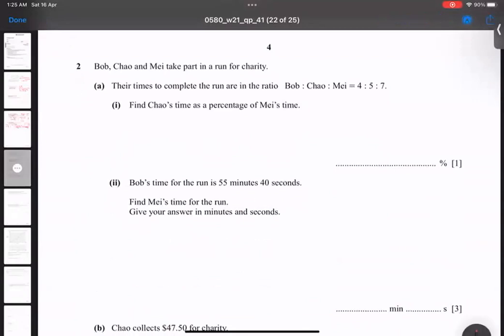Question 1 is over. Question number 2 says we have 3 people, B, C, and M, taking part in a charity run. Their times to complete the run are given as a ratio: B has 4, C has 5, and M has 7. Find C's time as a percentage of this one.